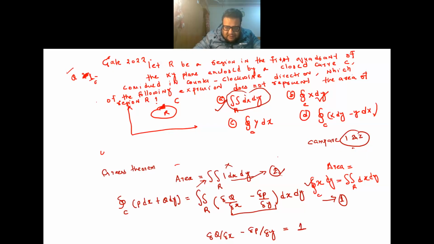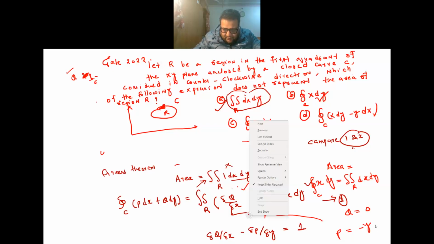Now let me check for the y dx value. How do you get y dx there? You need this value to be 1. In order to get this value to be 1, if you set Q equal to 0 and P equal to minus y, that's the only possibility in this differentiation. If Q is 0, this value becomes 0, and if P is minus y, minus and minus becomes plus, so it will become 1.